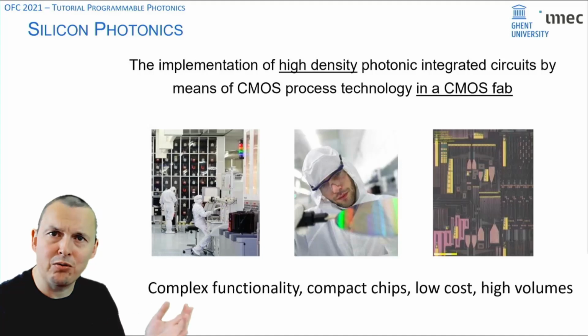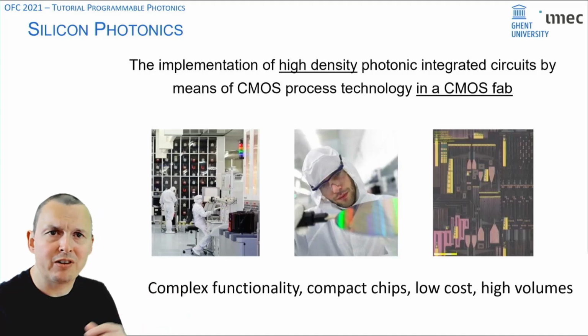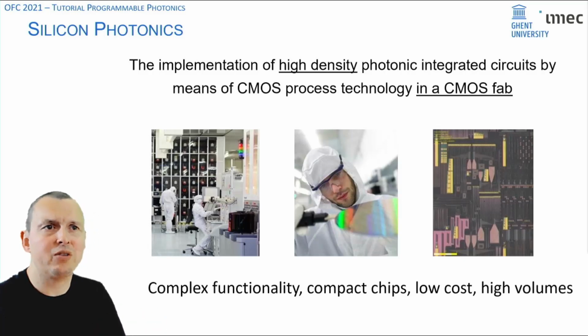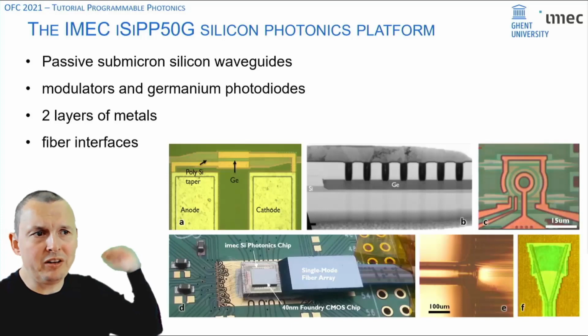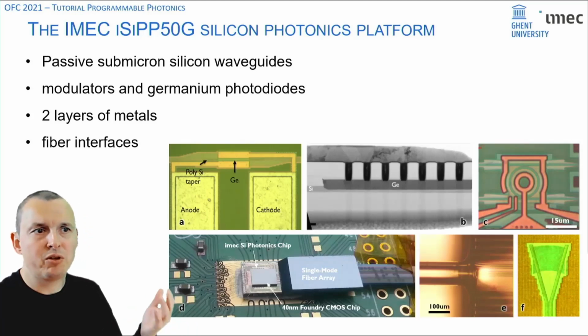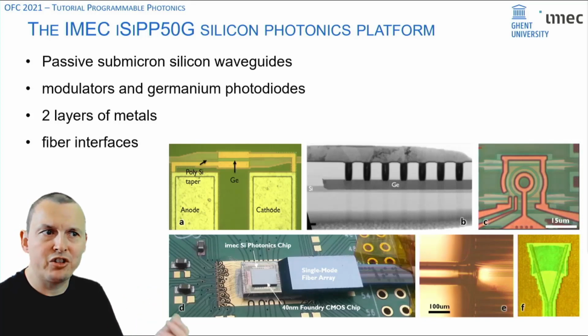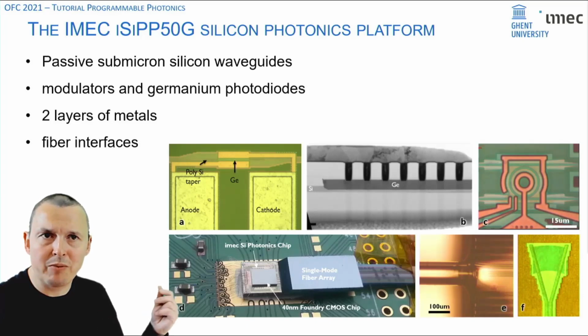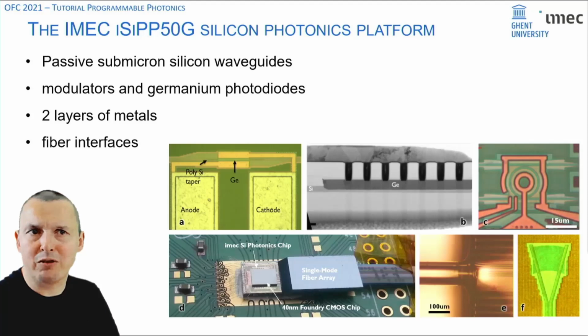Now there are around the world tens of different flavors of silicon photonics, but they all resemble each other quite a lot. And the one that I'm using as an example throughout the presentation here is the IMEC ISIPP50G platform, which contains passive waveguides, of course, but also electro-optic modulators, germanium photodetectors, multiple layers of metallization, and fiber interfaces. And this is very similar to many other silicon photonic platforms that you can find around the world.